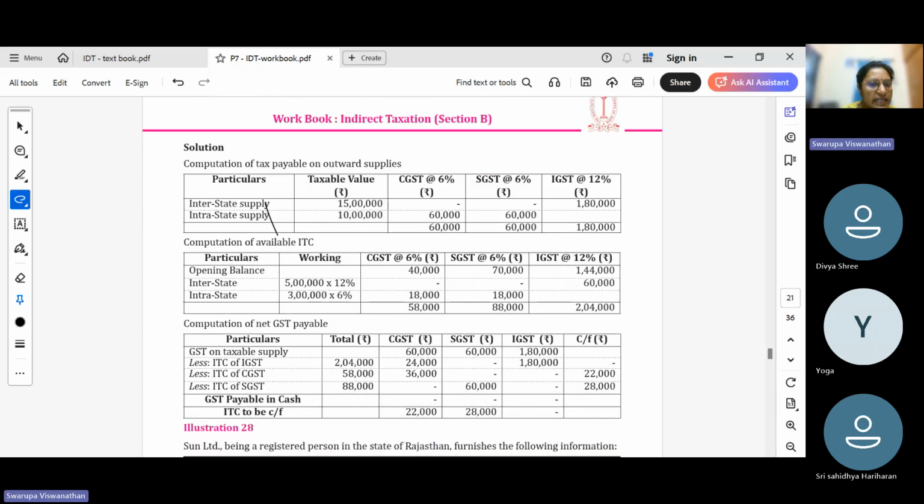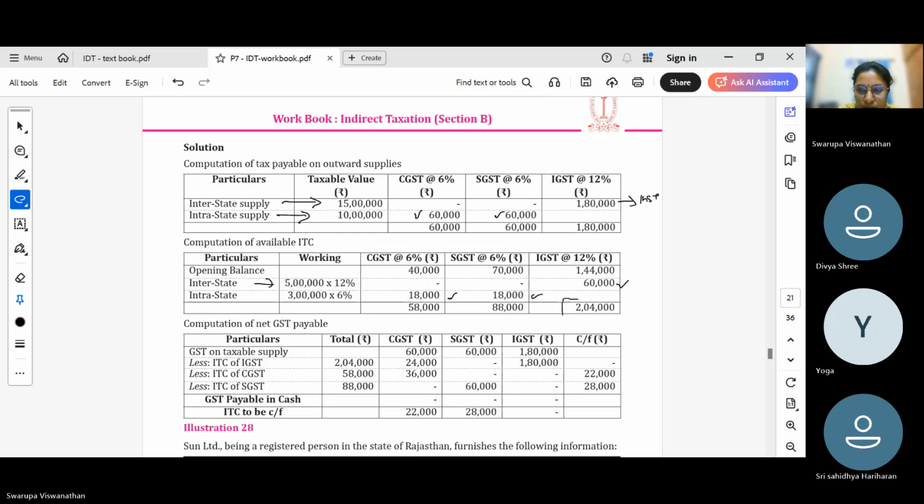So for first interstate ITC, second. So for first part, interstate supply, ITC is there is IGST. For intrastate supply, it is CGST and SGST. Now computation of ITC, opening balance, we need to plot it. And again for interstate supply, it will be IGST. For intrastate supply, it will be CGST, SGST.